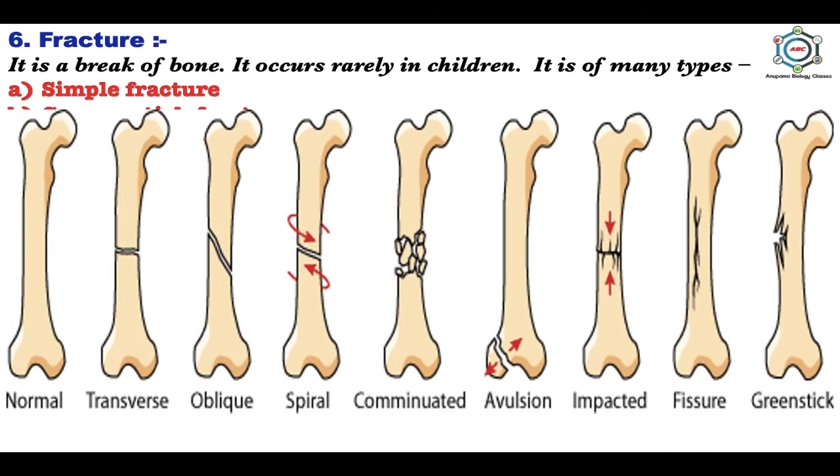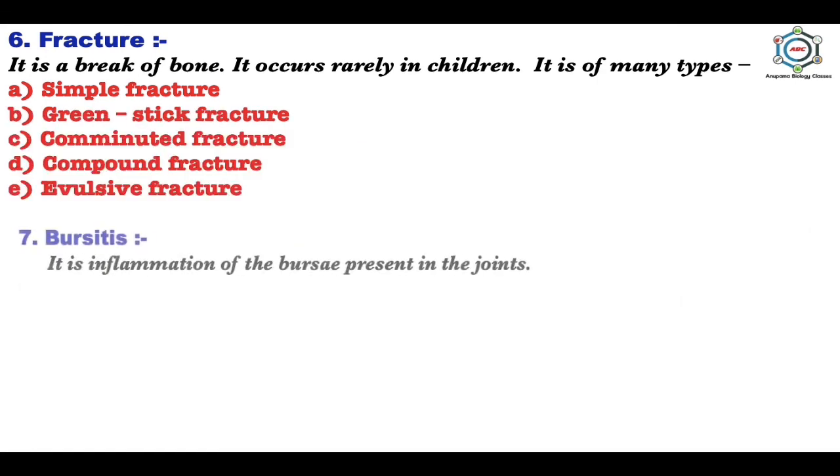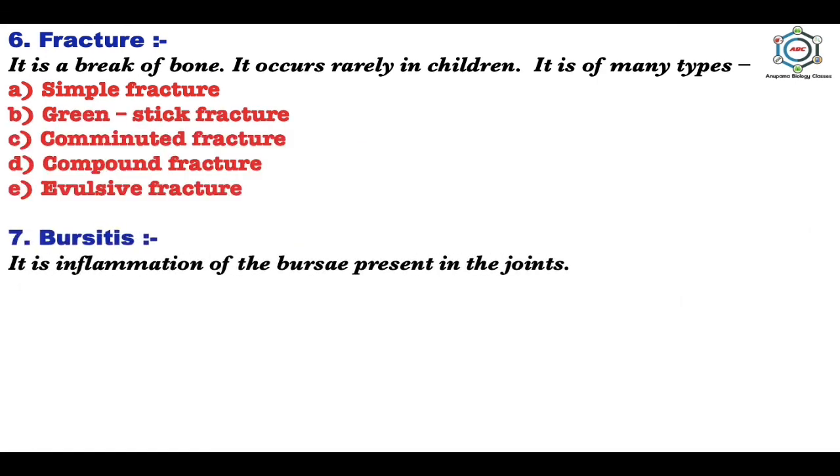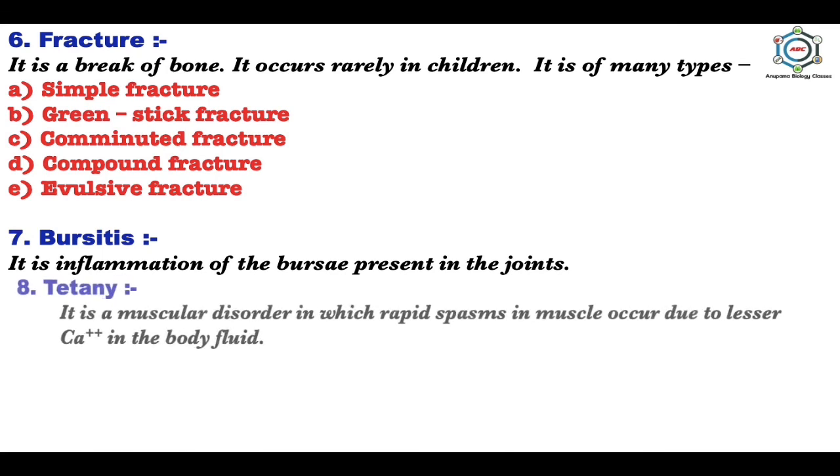In the picture you can see all the types of fractures, that is normal, transverse, oblique, spiral, comminuted, avulsion, impacted, fissure and green stick fractures. Now, bursitis. It is inflammation of the bursa present in the joints, and it leads to fatigue, weakening and ultimately paralysis of the skeletal muscle.